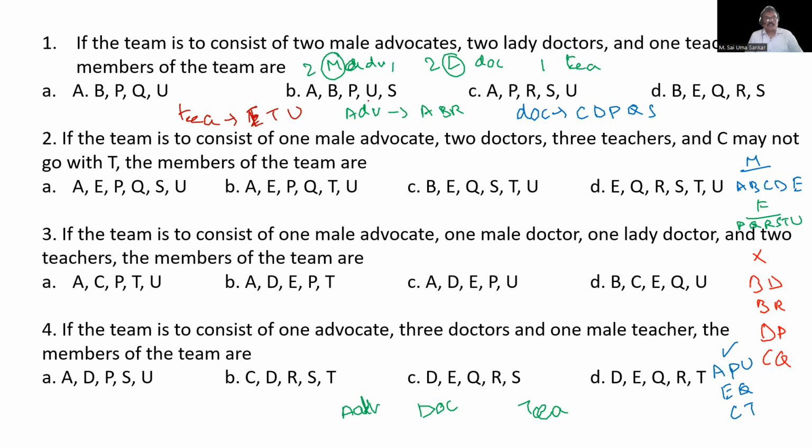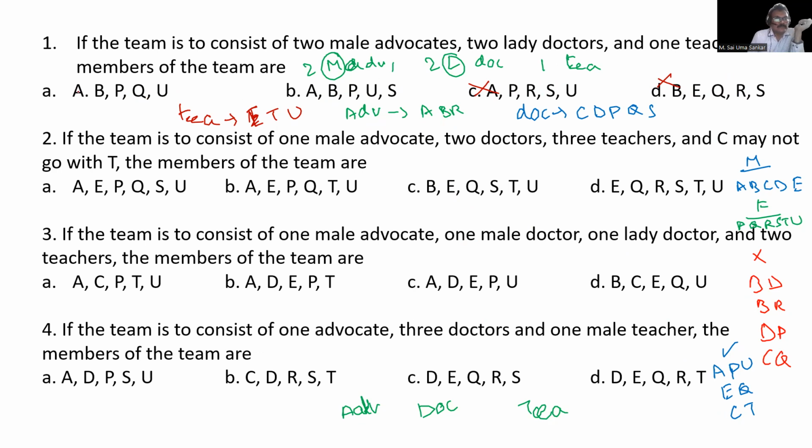Now, what is the first question? Two male advocates, that is AB. AB must be there. If A is there, PU must be there. APU, no, so leave it. What is the next one? B and D cannot go with each other. No. B and R cannot go with each other, so strike this one out. Here only one advocate is there, but we require two male advocates, that is AB.